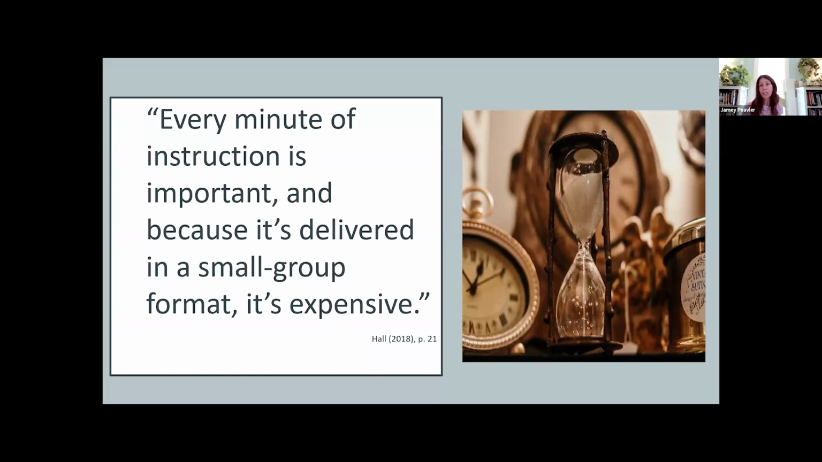So the quote that you see here from Susan Hall is addressing the cost. And it's not just a cost in terms of human resources. Obviously, when we have a small group of students working with one teacher, there's a financial cost to that in terms of other students not getting support from a teacher. But there's also a time cost, because only the students working with the teacher are really getting a lot of return on their investment of being present and engaging in the lesson.